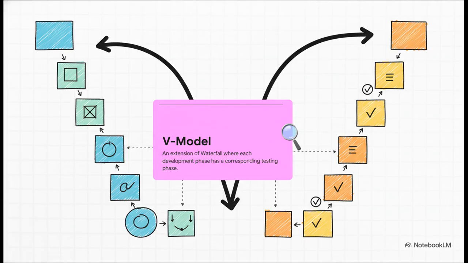Okay, so to deal with that whole testing at the end is scary problem, along came the V model. You can think of it as Waterfall's slightly more paranoid, cautious cousin. For every single development step you take down the left side of the V, you're already planning the matching testing step for the way back up on the right side. It's all about verifying and validating as you go.